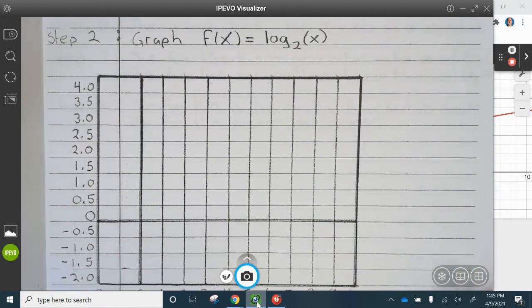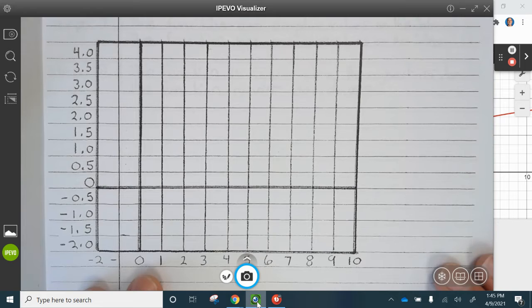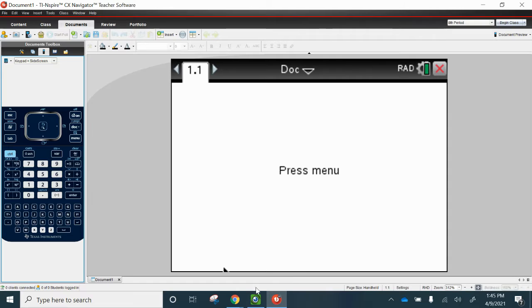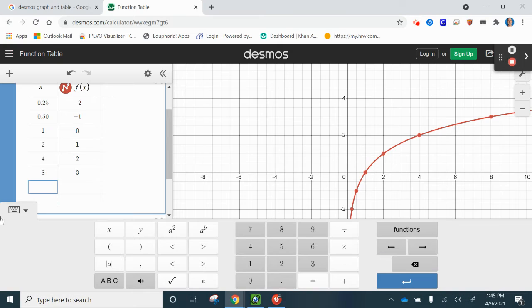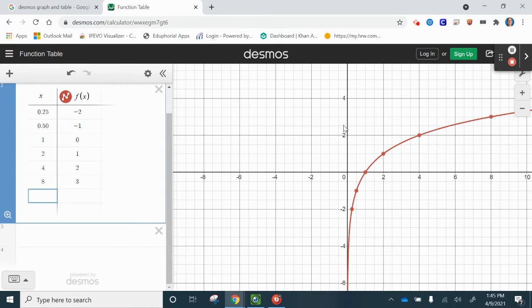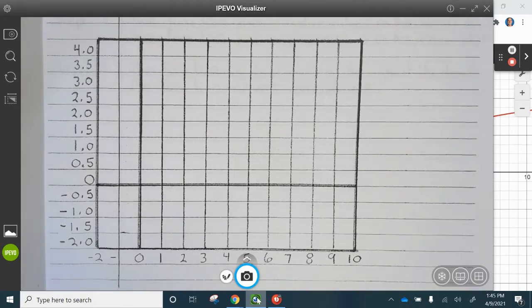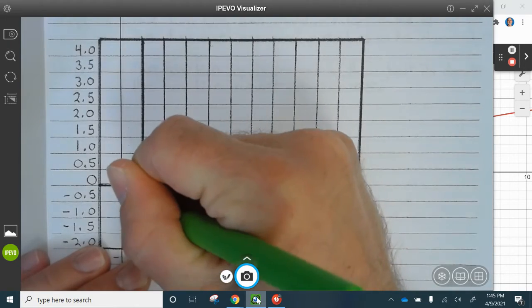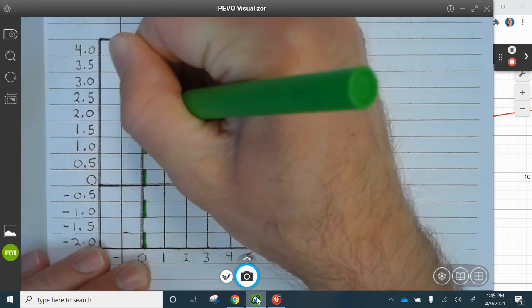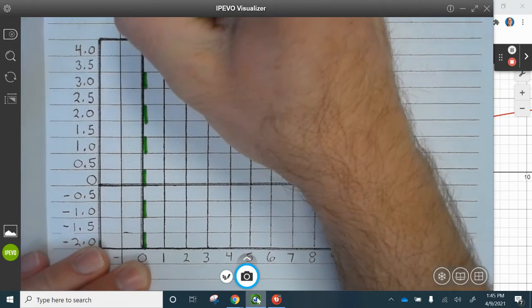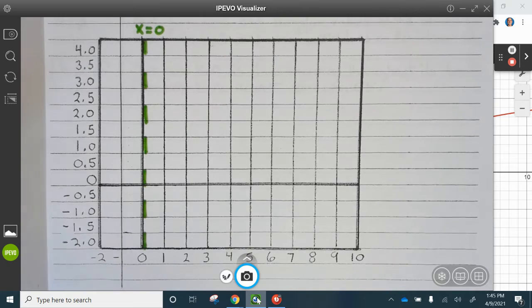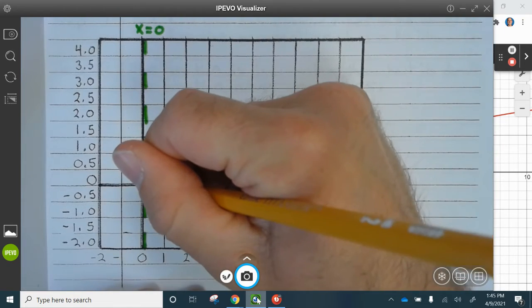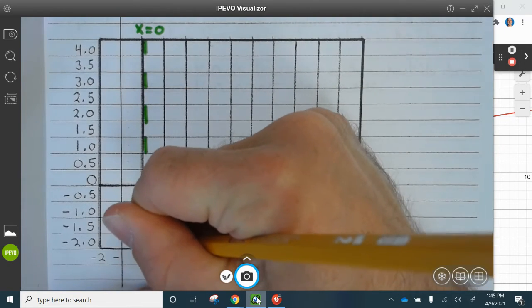Graph f of x equals log base 2 of x. All right, so first thing you'll see here is that we have a vertical asymptote at x equals 0. So let's go ahead and graph that first. Okay, now let's go ahead and graph our point. So we have 0.25, -2, and you just want to approximate that point.